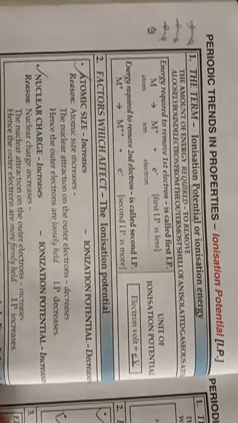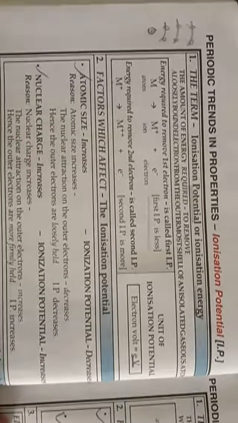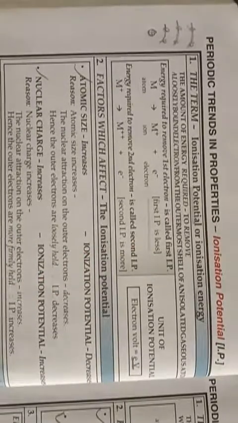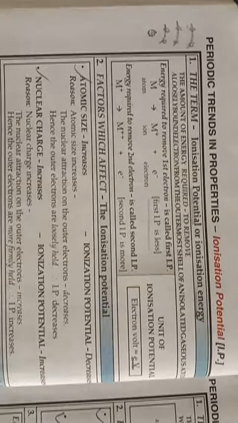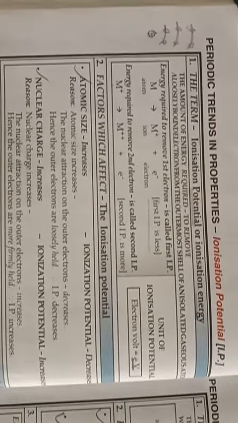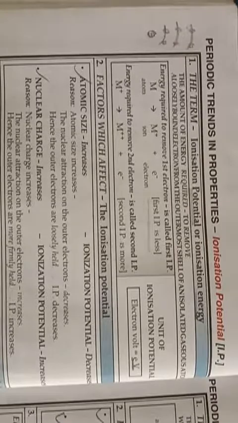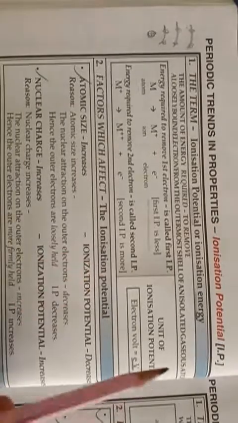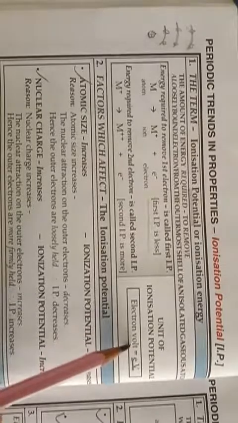Okay, children, and according to different experiments and results, we can say that from an atom a maximum of 3 electrons can be taken out. When the first electron is taken out, first IP value; second electron, second IP value; and third electron, third IP value. So the third IP value will be the highest value. Unit of ionization potential: electron volt. Okay, and this electron volt can be written in short as eV.